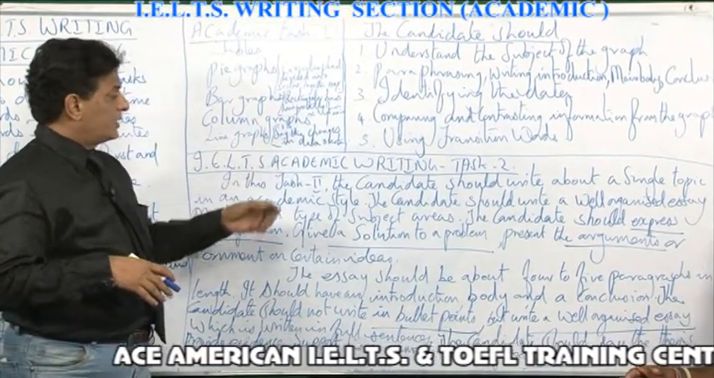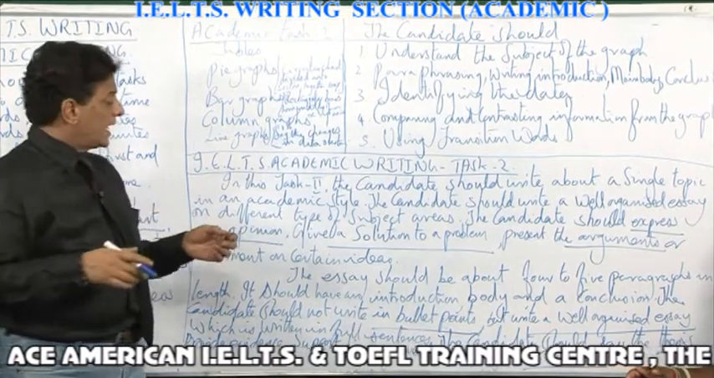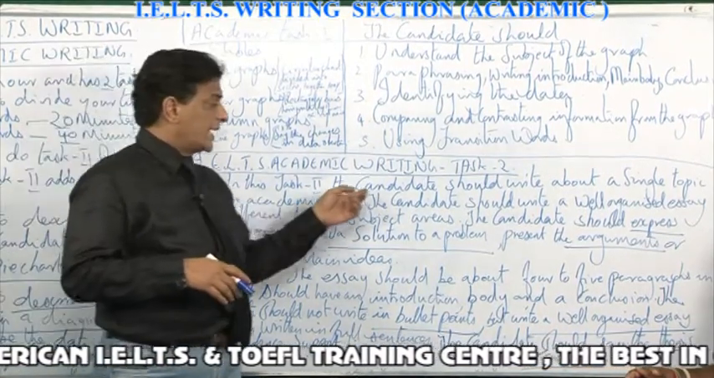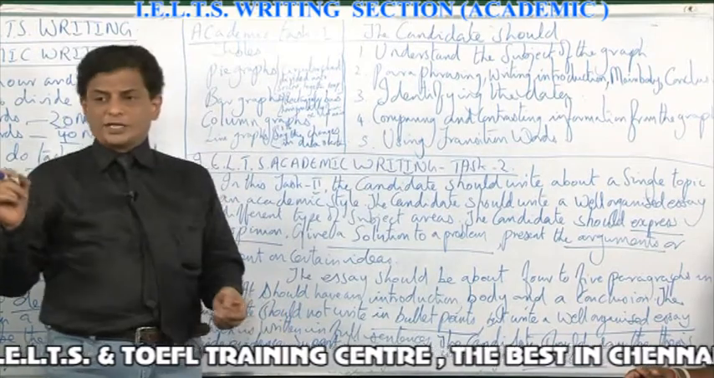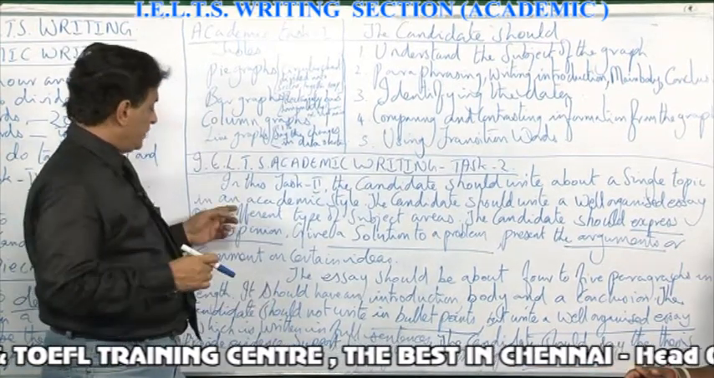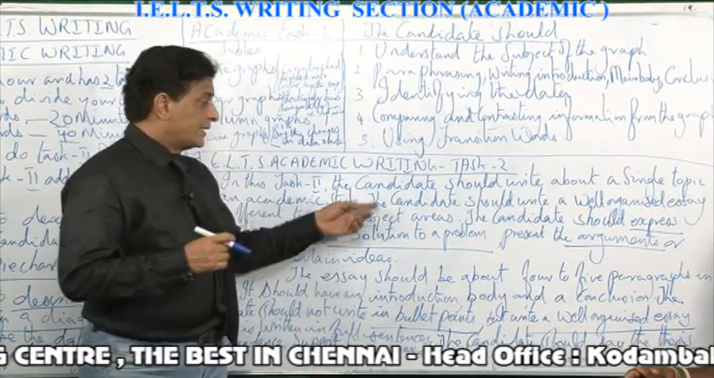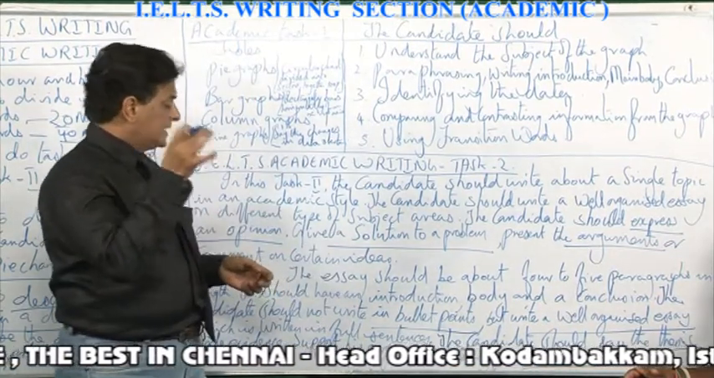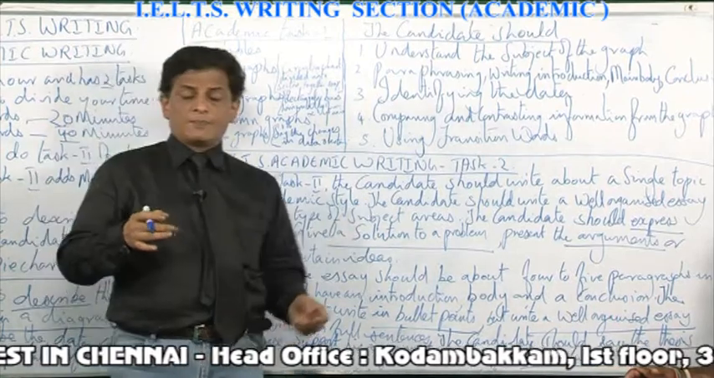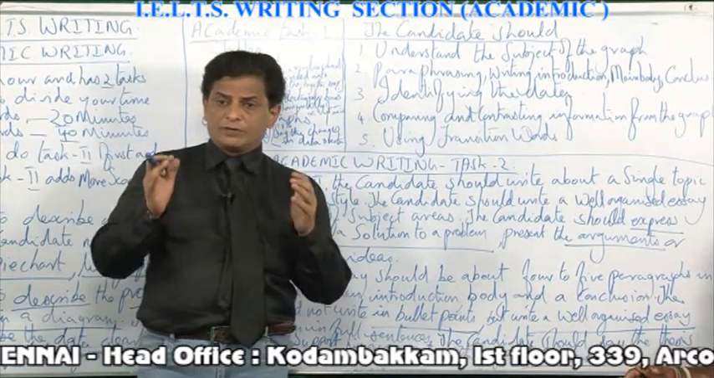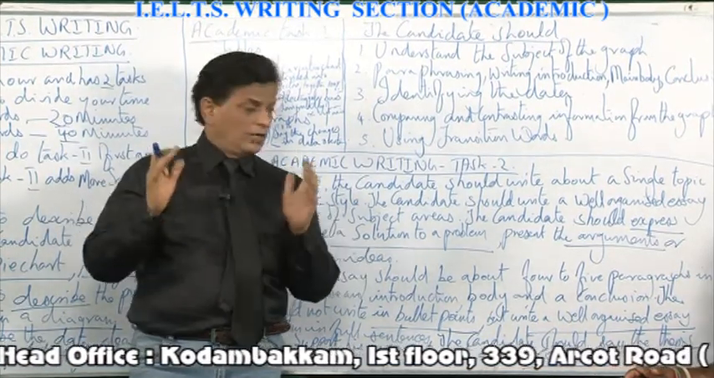So, in IELTS academic writing task 2, now you are coming to task 2 in academic. In this task 2, the candidate should write about a single topic. A topic would be given, and you should write about it in an academic style. The candidate should write a well organized essay in different types of subject areas.